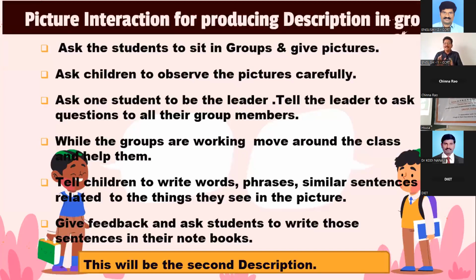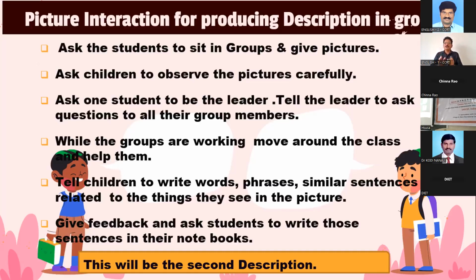So in the video, let us see what is the process we have to follow. Our major objective is that the children should be in a position to produce another description in groups. Totally, by the end of this picture interaction, we are expecting that the children should have 4 or 5 descriptions with them. So the first description is over in the I do activity. And now with the we do, let us see what we are going to do.